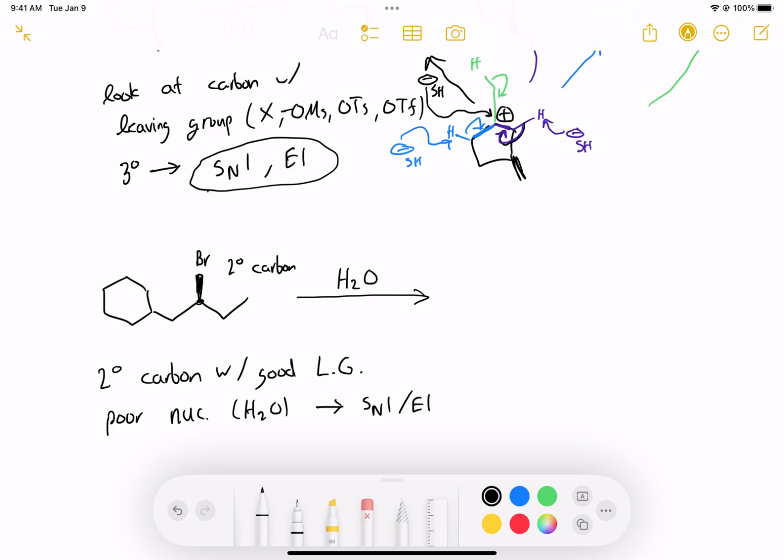All right, so we should get substitution here, and we're going to draw our product as racemic because it's SN1, so we're going to draw water here. If you just leave the bond as normal, that means it's racemic. So this means racemic too. And then we get two different kinds of E1 products.